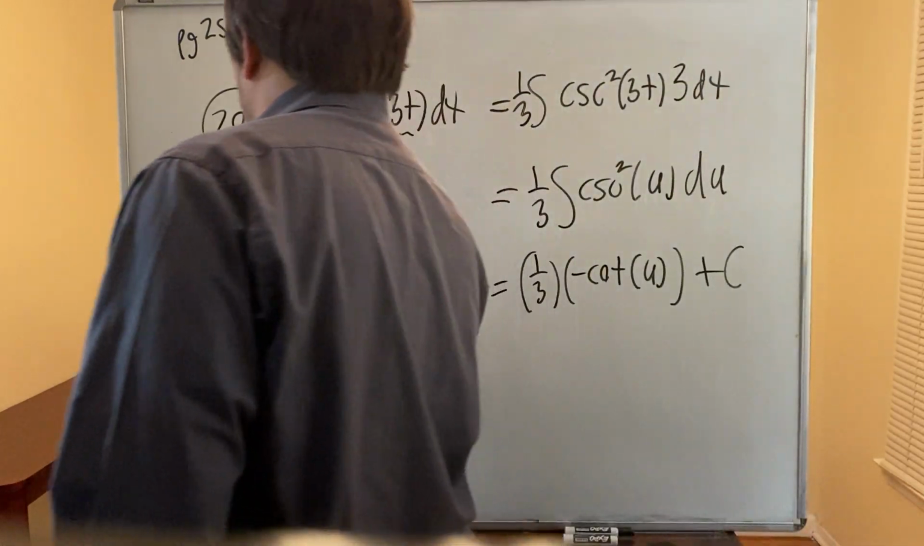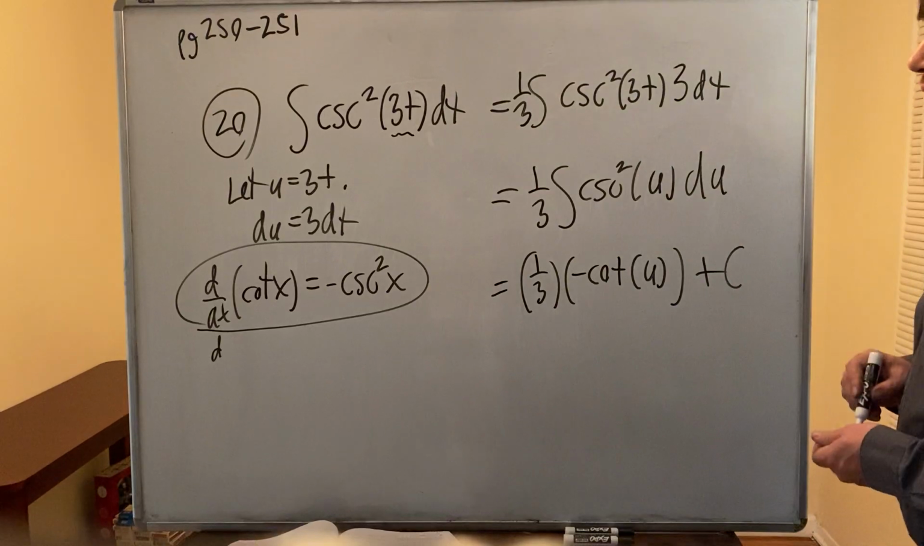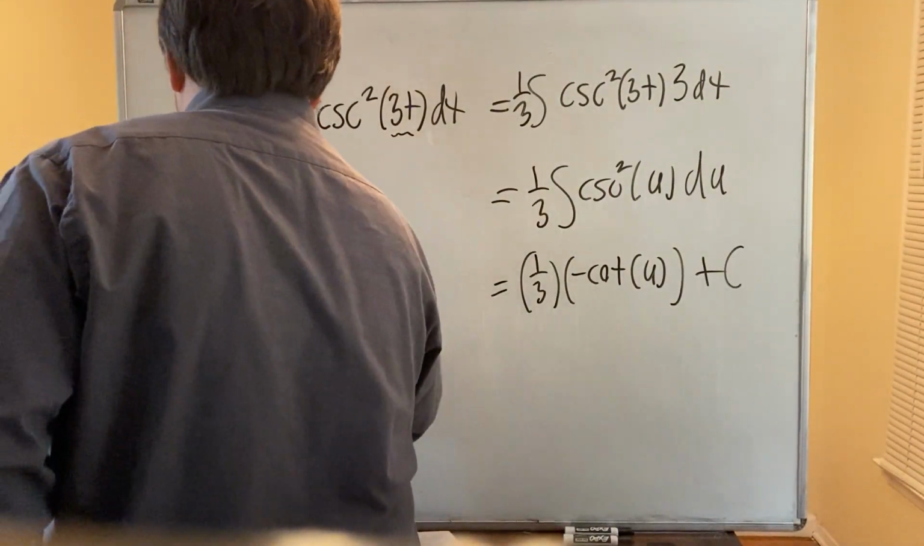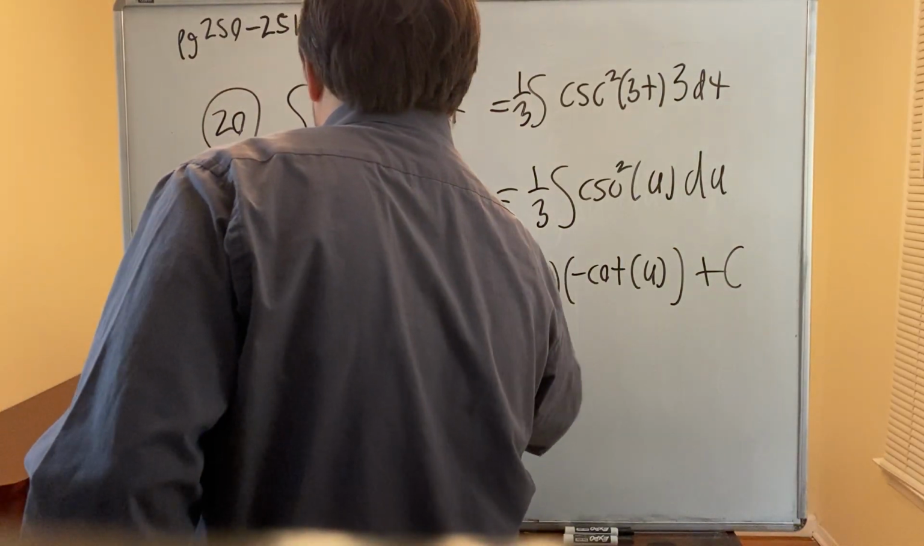Okay. Another way to think of it, this is the way you would think of the formula, d dx of cotangent x is negative cosecant squared x. Now, knowing that, you could also say that d dx of negative cotangent x is equal to cosecant squared x.